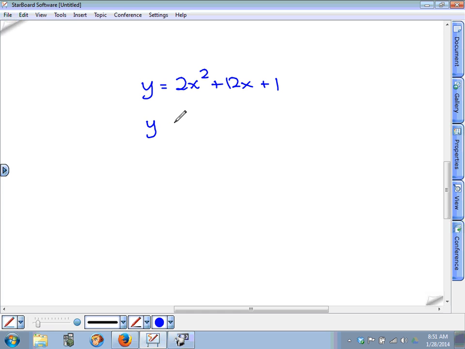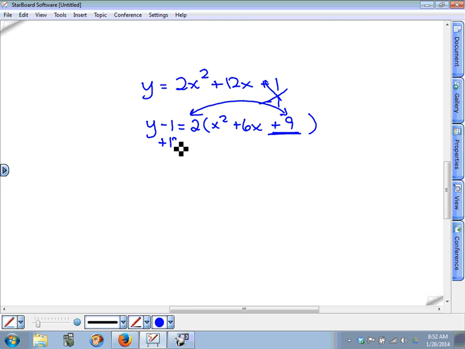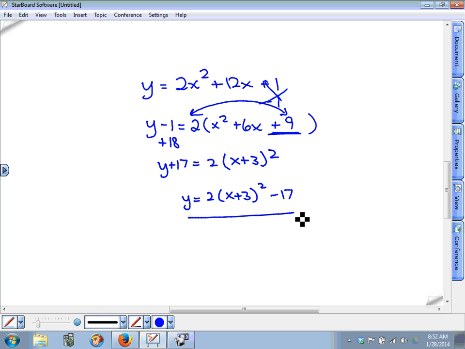How do we complete the square? Subtract the 1. Factor out the 2. Okay, and now we have a blank spot inside the parenthesis that we need to complete the square. Divide b in half and square it. But we really didn't add a 9 here. We added 9 times 2, which is 18, so we have to add 18 here. So now we have y plus 17 equals 2 times parenthesis x plus 3 squared. Subtract the 17. And this is the resulting quadratic in standard form, or vertex form.